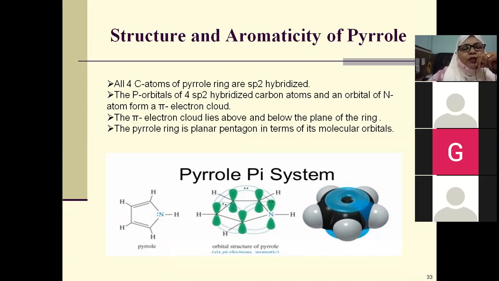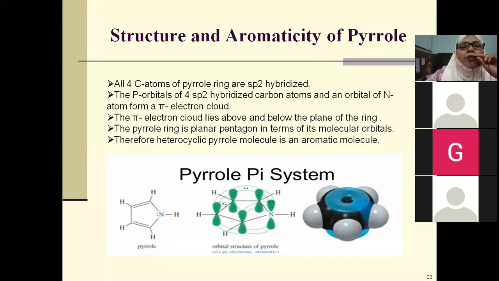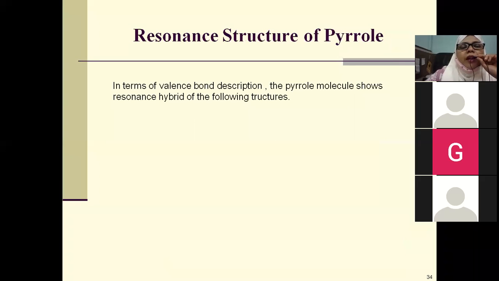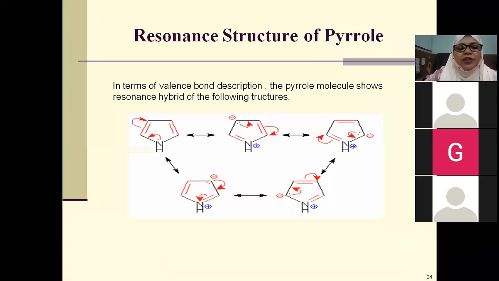And because of the lone pair of electrons on the nitrogen, the delocalization can take place and resonance structures can be formed. So this is the aromatic heterocyclic pyrrole molecule. Okay, अब हम लोग रेजोनेंस स्ट्रक्चर देखते हैं इसका. In terms of valence bond description, the pyrrole molecule shows a resonance hybrid of the following structures. So here you can see this is the nitrogen atom containing 2 lone pair of electrons.